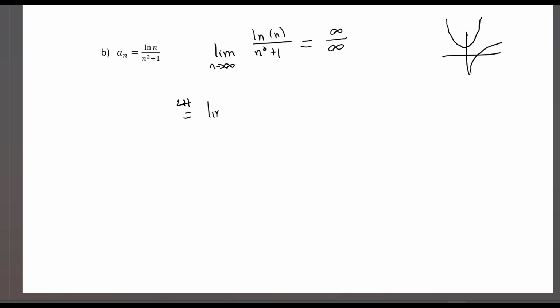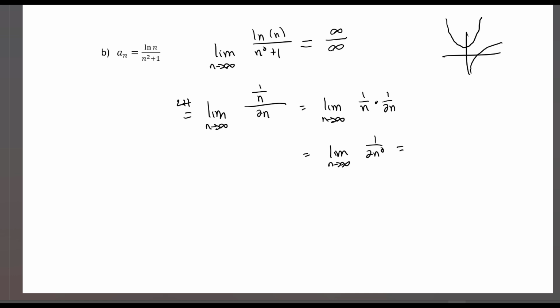So since this fraction has this indeterminate form of infinity over infinity, we can do L'Hopital's rule. So if we take the derivative of the numerator, the derivative of the logarithm would be 1 over n. The derivative of n squared plus 1 would be 2n. So if I just flip and multiply this expression, I have 1 over n times 1 over 2n. And so what I really have here is 1 over 2n squared. So through L'Hopital's rule, we're now analyzing the expression 1 over 2n squared.